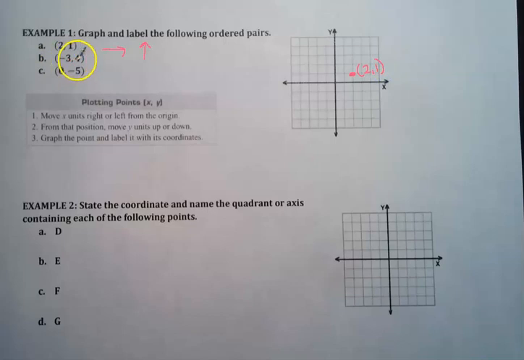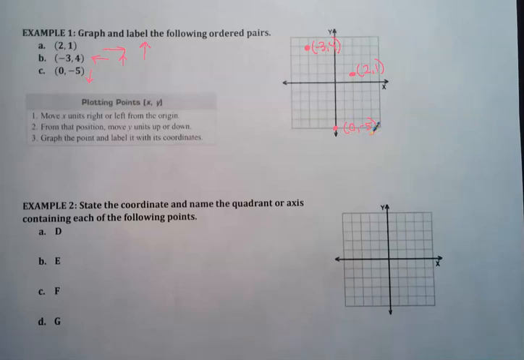The negative 3, 4. We're going to go left because it's negative, and then we're going to go up because it's positive. So we go negative 3, 1, 2, 3, positive 4, 1, 2, 3, 4. And we label this negative 3 comma 4. And our last one, it's 0, so we're actually going to stay where we are, and then we're going to go down 5. So 0 means we don't go right and we don't go left, we just stay there and we go down 5. 1, 2, 3, 4, 5. So 0, negative 5 is our label there.